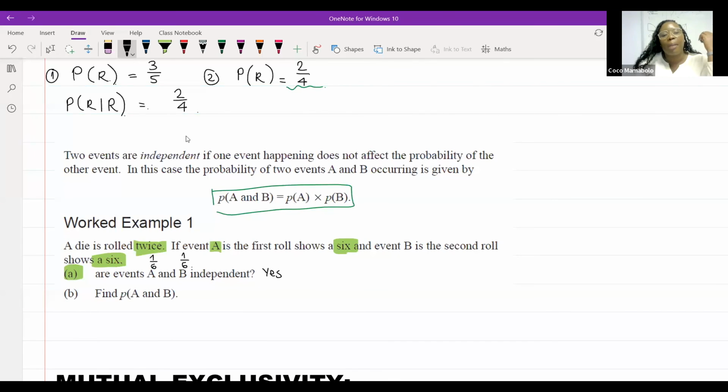Now it says, find the probability of A and B. And they've given us the formula, guys. So we know that the probability of A intersection B is the probability of A times the probability of B. Now, it's not going to be 6 times 6. The probability of A is 1/6 times the probability of the next event, 1/6. We're multiplying, so we multiply the top and we multiply the bottom. So the probability of this independent event is 1/36.